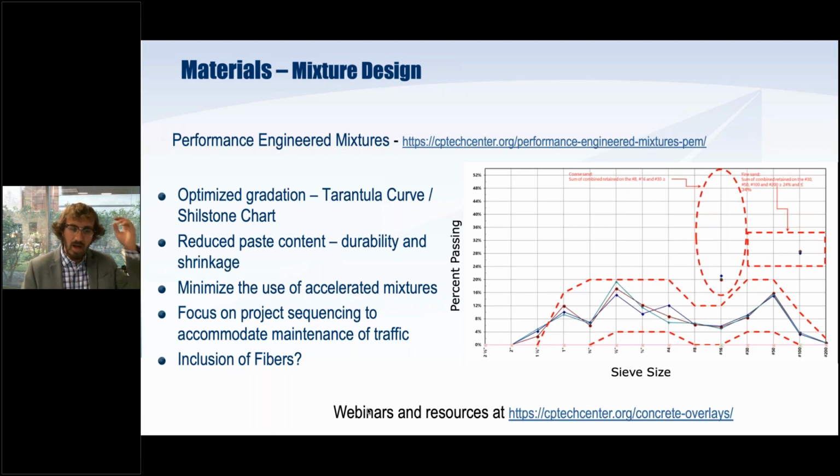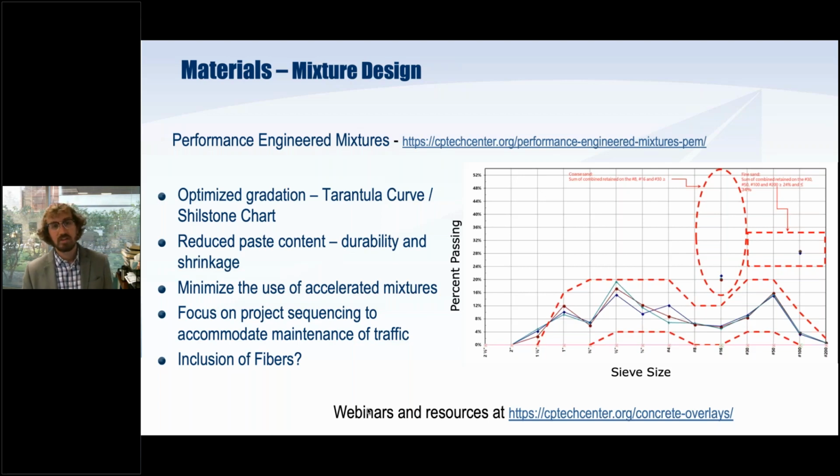You can see here, we want to optimize based on the tarantula curve or Shilstone chart, making sure when we optimize our aggregate gradation, we can also reduce our paste content. It's going to help increase our durability and reduce our shrinkage. Additionally, it's going to improve our pavement's performance as well. If we can take some paste content out, it's likely going to increase how quickly our pavement develops strength. So we really want to avoid using accelerated mixtures except where we absolutely have to, primarily because when we do accelerated mixtures, we additionally will need to avoid just adding a bunch of cement in there, because that's where we tend to have some durability concerns as well.